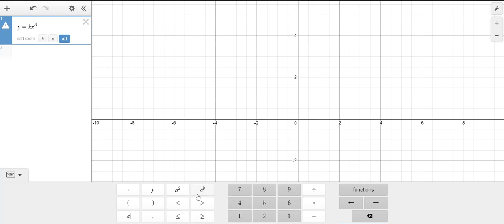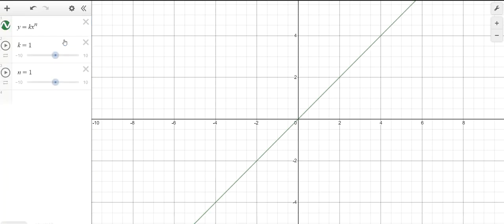Now, when you put these letters, other than y and x, into Desmos, it offers you sliders. So I'm just going to click all, and I'm going to get these sliders. Now, what you have on the screen at the moment is where k is 1, so we've got 1x to the power of 1. So that's just y equals x. And it's showing direct proportion. That's the behavior of it.